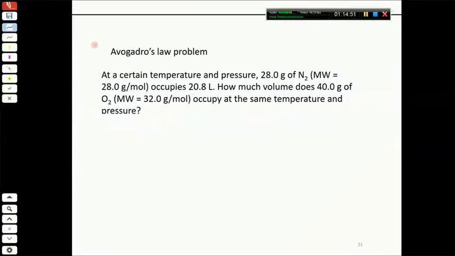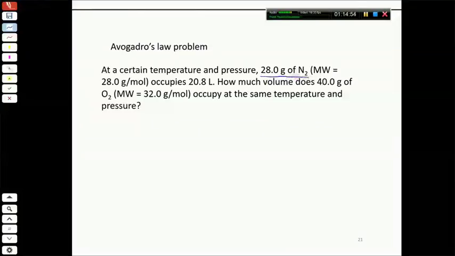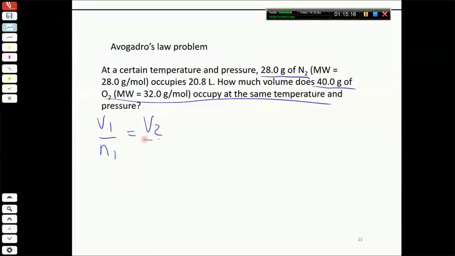Let's say that at a certain temperature and pressure, we have 28 grams of nitrogen, which has a molar mass of 28, and it has a volume of 20.8 liters. How much volume does 40 grams of oxygen occupy at the same temperature and pressure? So here we're talking about two different gases, but we're looking again at relationships between their volume and their number of moles. The other important thing that we're starting to see in this problem is that when we're talking about these gas laws, the identity of the gas doesn't really come into play. It's just its volume, its temperature, its pressure, and its number of moles. Those are the four important parameters, but what gas it is doesn't really matter.